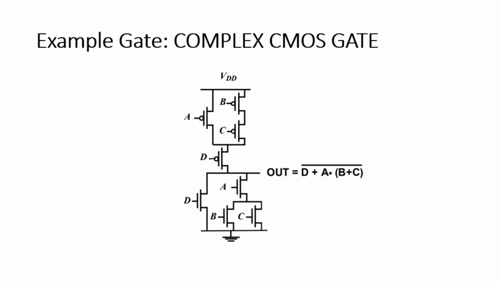And for the pull-up network, it is the complement of the pull-down network. So as you can see, B and C are parallel here, so B and C will be in series here in the pull-up network. And the combination of B and C is in series with A here, so in the pull-up network, it will be in parallel here. And the combination of this whole term and D is in parallel here, so in the pull-up network, it should be in series. So this concludes our construction of a complex CMOS gate.